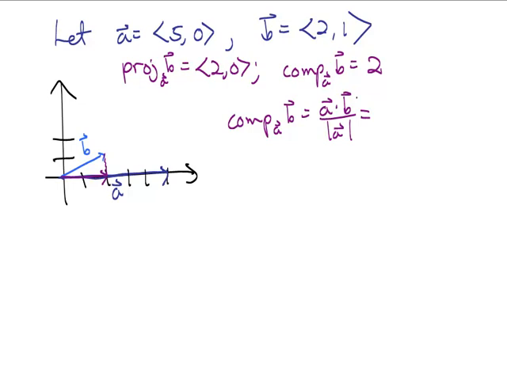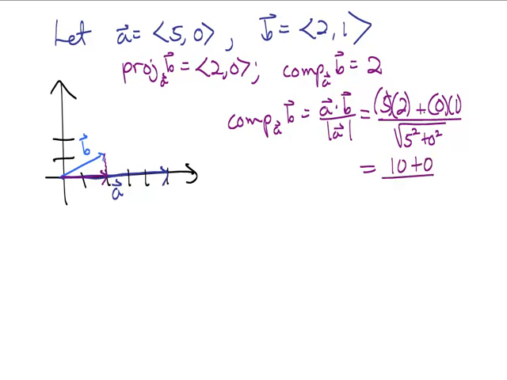Well, that's A dot B, that's 5 times 2, just using our component definition, plus 0 times 1. Sorry, I shouldn't be using the dot there. Divided by the length of A. That's the square root of 5 squared plus 0 squared. So that's 5 times 2 is 10 plus 0. Square root of 5 squared is 5. 10 over 5 is 2, just as we had surmised.